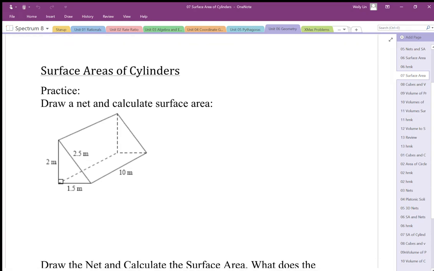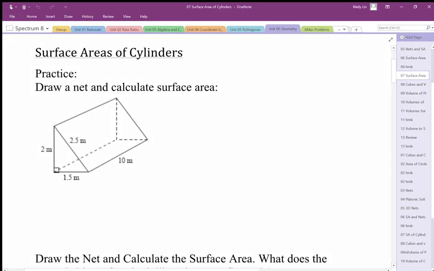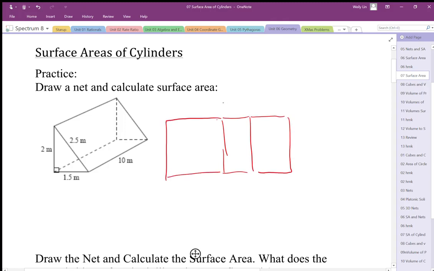So we're going to look at just some practicing and looking more specifically at surface area of cylinders. Again, for these 3D surfaces, we want to draw a net. So I'm going to draw the bottom here, maybe the back here, and then this length here, and then we're going to have a triangle. I'm going to use this side as that's my longer side here. So my triangle is going to look something like that.